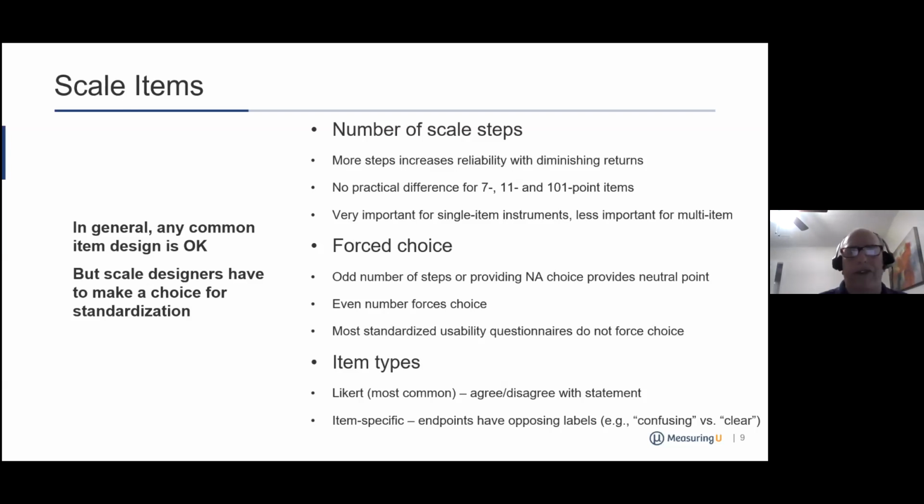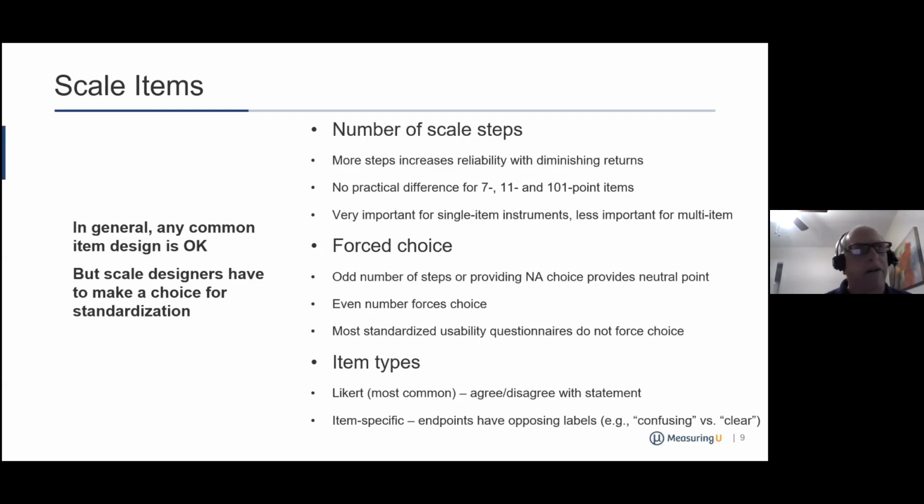There's research back from the 60s, 70s, 80s even, that shows that you usually increase reliability by increasing the number of scale steps. You usually hit a limit at around 11 points. You can have 101 points, but there's really no practical difference between that and 11 points, and indeed no real difference for 7, 11, or 101 points. We find that 3-point scales in isolation tend to perform particularly poorly.